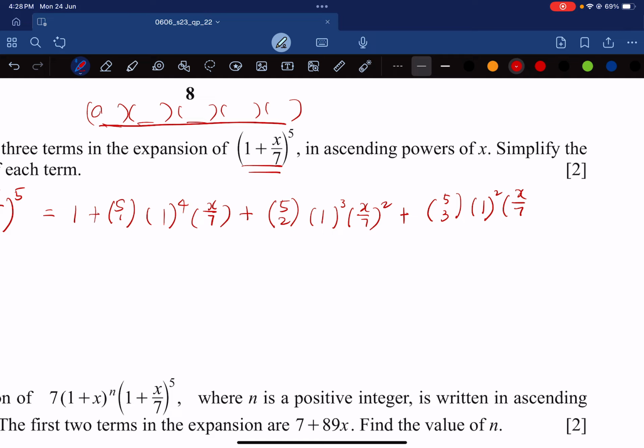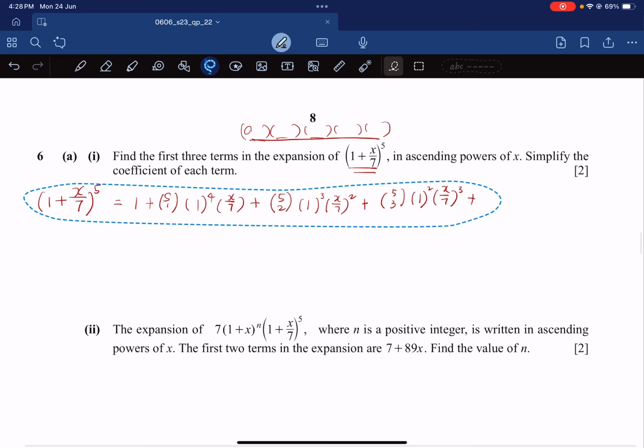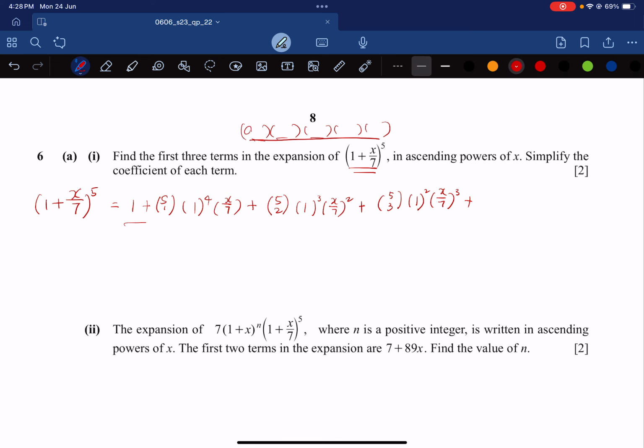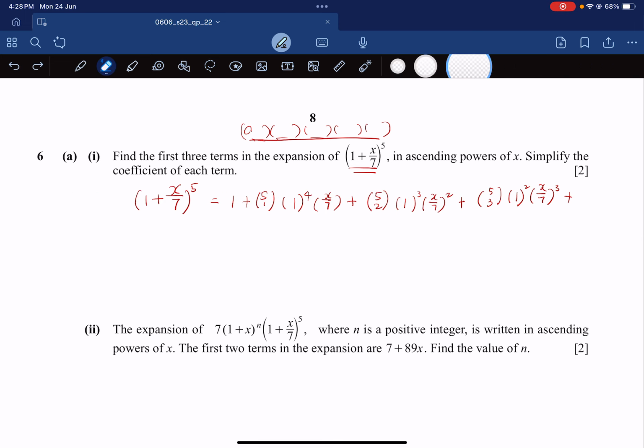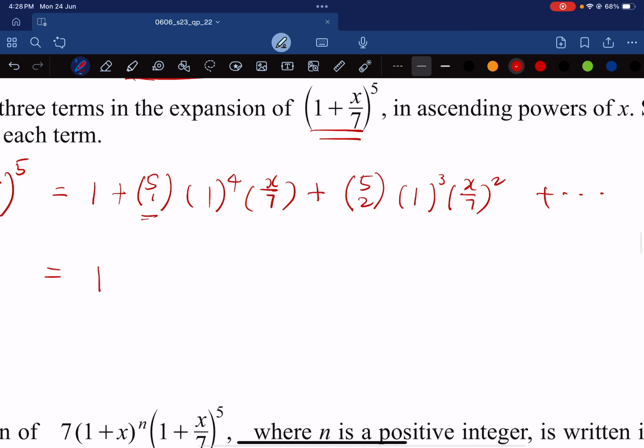Okay, so (x over 7) cubed... first three terms, 1, 2, 3. I guess that's it. First three terms plus dot dot dot. Okay, so 5 choose 1 is 5, 1 to the power 4 is 1, so this is 5 over 7 x. 5 choose 2 would be 10, and 10 times 1 is 10. This is 10 over 49 x squared plus dot dot dot.